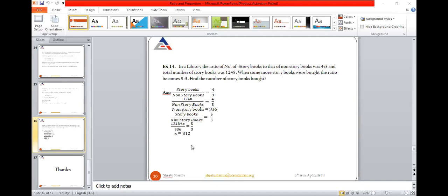After that, he is saying that when some more storybooks were brought, the ratio becomes 5:3. Some more storybooks were added to the given books, and the ratio becomes 5:3. Again, the ratio of storybooks to the non-storybooks is 5:3. Previously, we had the storybooks as 1248. We add some new books. Let the addition of new books be x. So 1248 plus x upon non-story books. We had already found the value of non-story books. This is 936 and its ratio is 5:3. So solving this equation, we get x equal to 312.